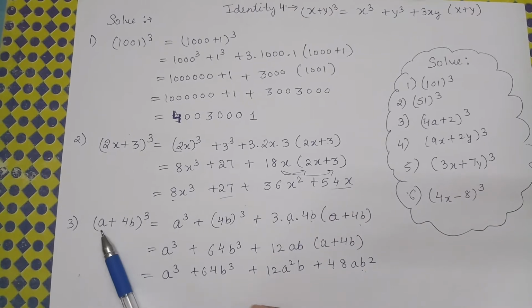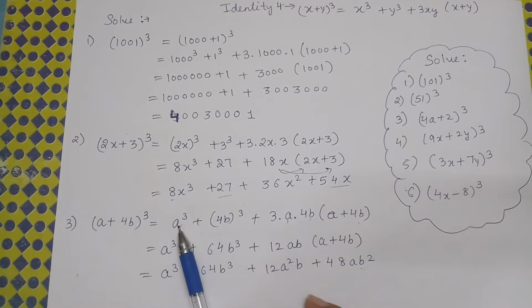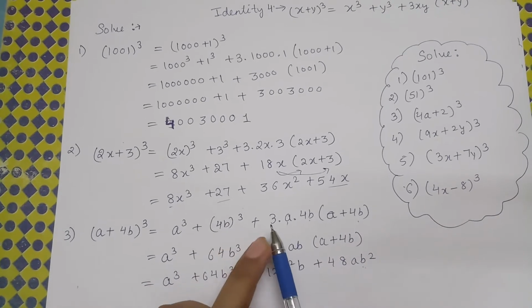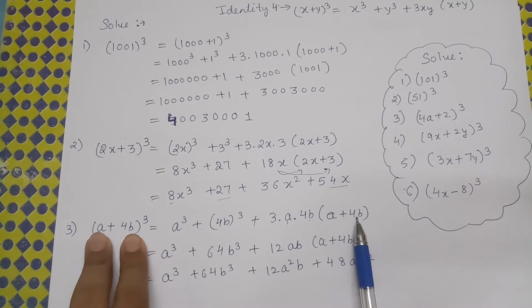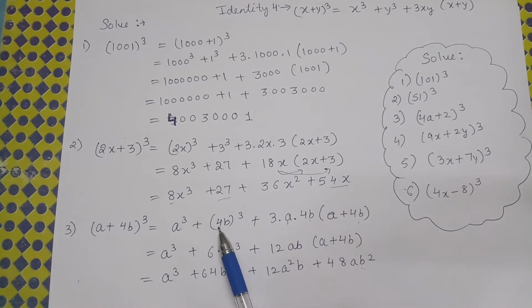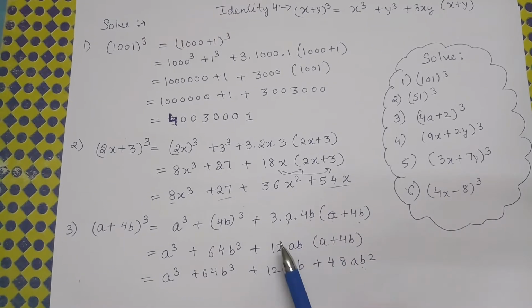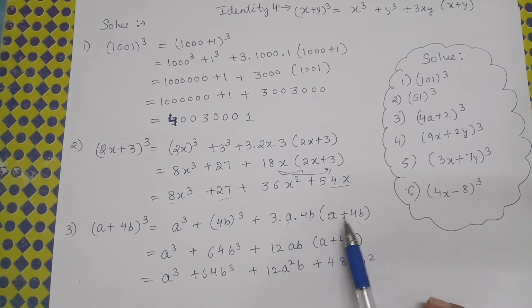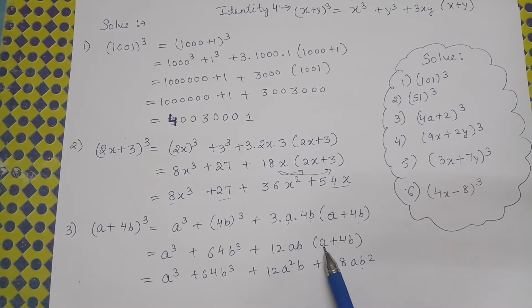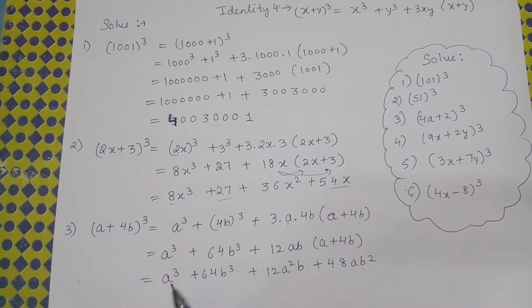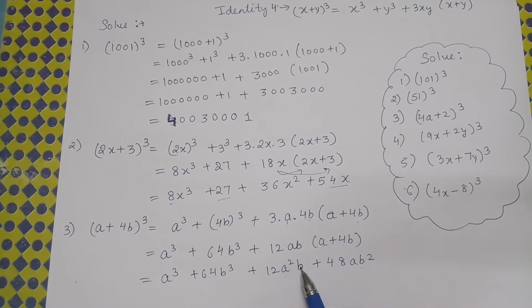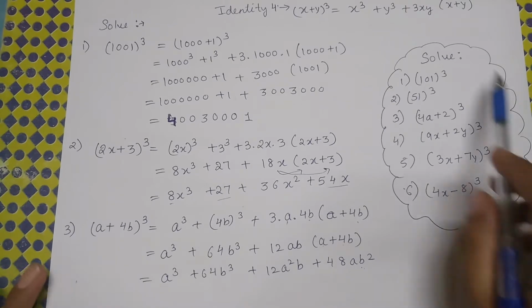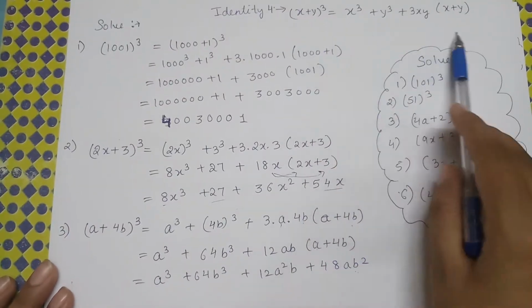Another example, (a + 4b) whole cube: first term cube plus second term cube plus 3 into first into second term, bracket a plus 4b, first term plus second term. We have to solve it further. a cube, 4 cube is 64b cube, plus 3 into 4 is 12, a into b, bracket a plus 4b. This 12ab will be multiplied first with this, then with this. a cube plus 64b cube, 12a square b, plus 48ab square. You have to solve all these questions using this identity.